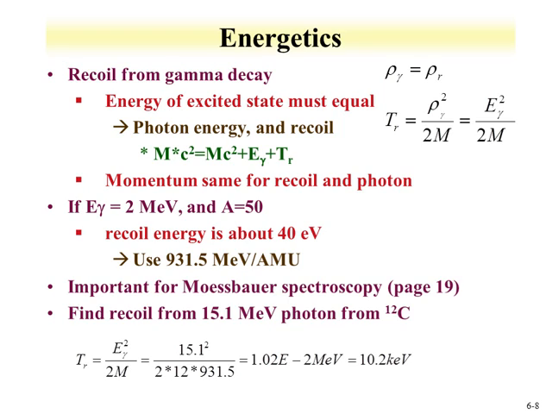As an example, if we have a 2 MeV photon and an A of 50, we can see that there's a recoil energy of 40 eV. We use our conversion between MeV and AMU to determine this value. Now, this doesn't seem like a very large value, but it's actually the basis of most power spectroscopy, which we'll discuss starting on page 19. As another example, if you look at a rather large de-excitation, a 15 MeV photon emitted from carbon-12, you can see that you can have a very large recoil from this state.